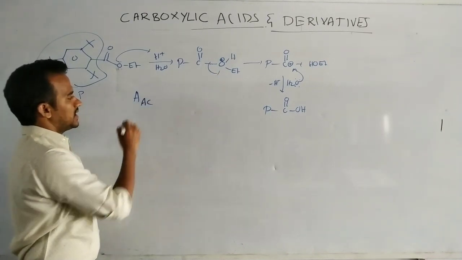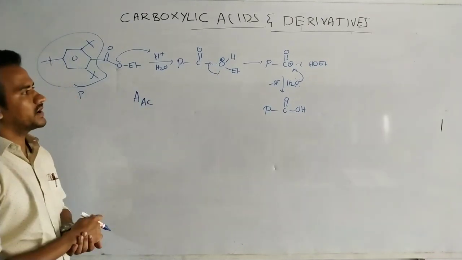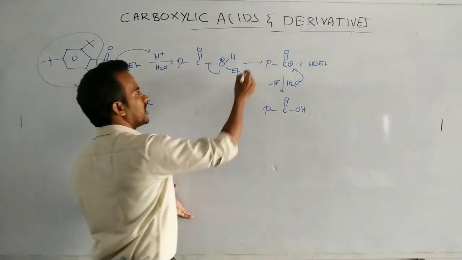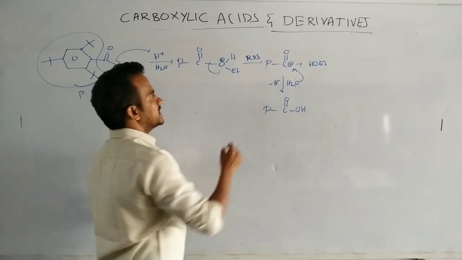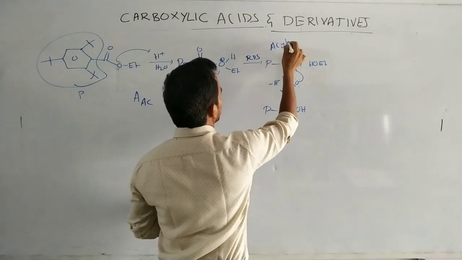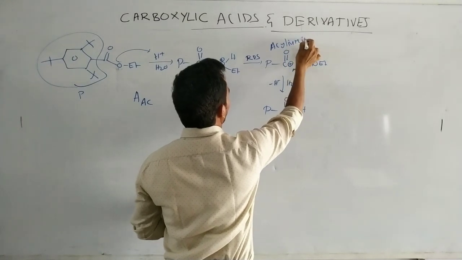So AC, and what is the molecularity of this one? In this case the formation of this carbocation is the rate determining step. It is an acyl carbocation.